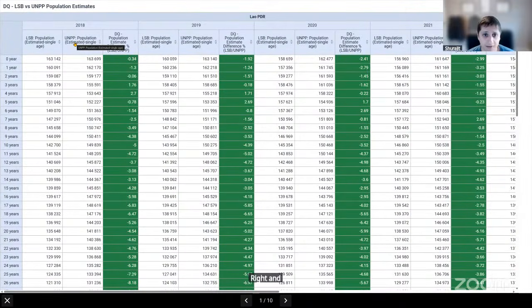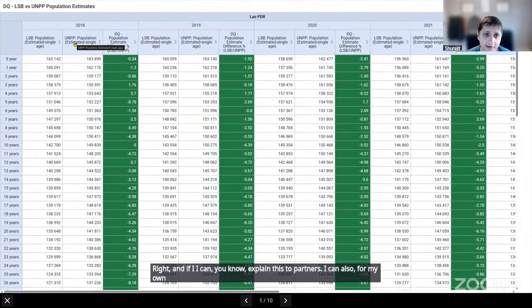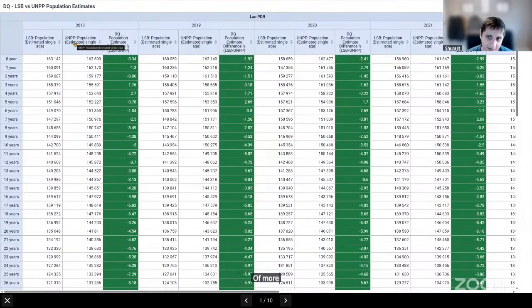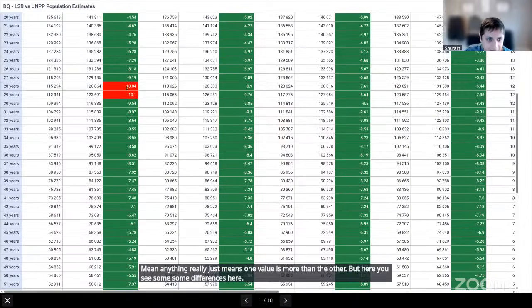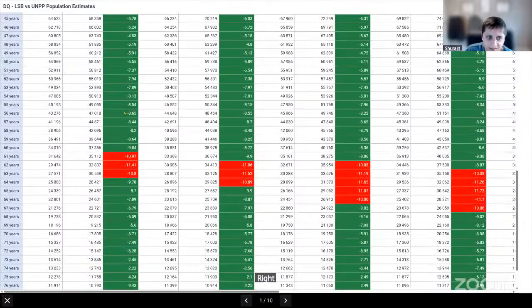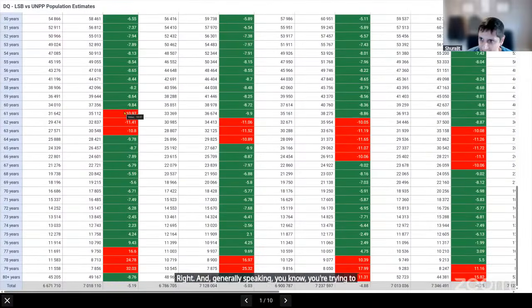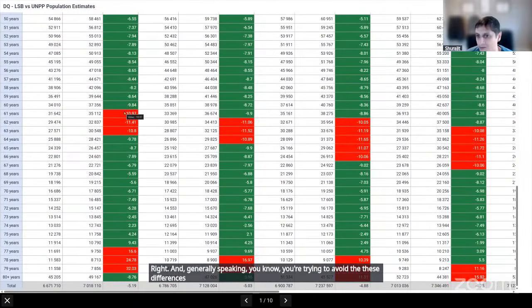And if I can explain this to partners, I can also, for my own peace of mind, understand this. So generally speaking, you're looking for differences of more than 10%. And this could be in either direction, right? So if it's a negative value, it doesn't mean anything really. It just means one value is more than the other. But here you see some differences, right? And generally speaking, you're trying to avoid these differences of more than 10%.